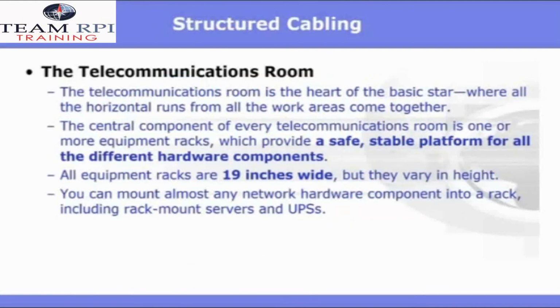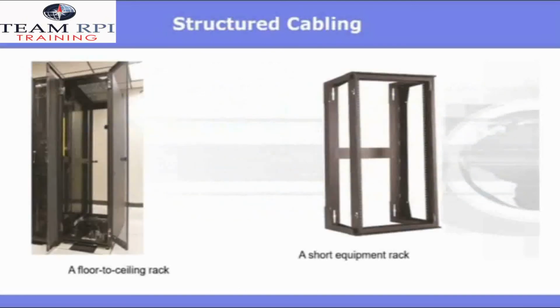Next, you have the telecommunications room. Basically, it's nothing more than a safe, stable platform for all the different hardware components to live. This is where you're going to find your equipment racks. The standard equipment rack is 19 inches wide, however, the heights can vary greatly. Here you see a floor-to-ceiling rack versus a short equipment rack.